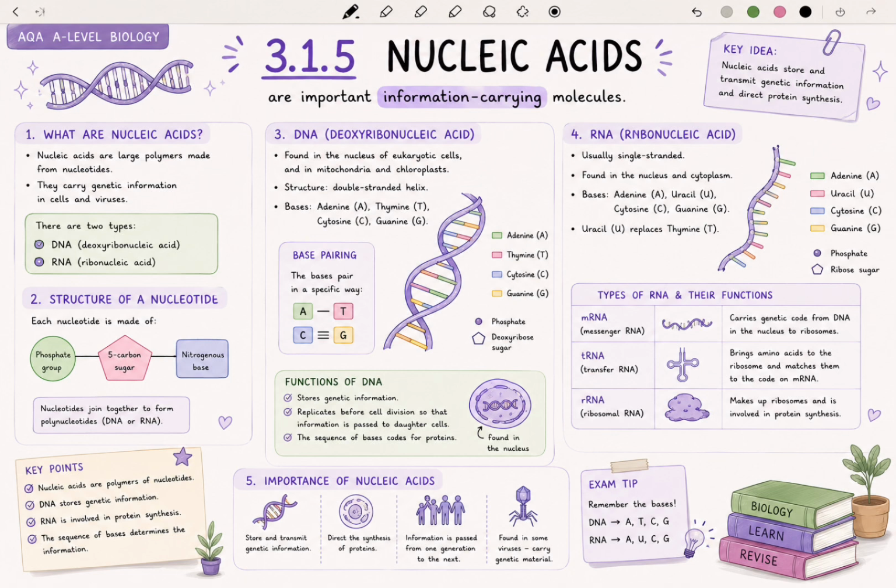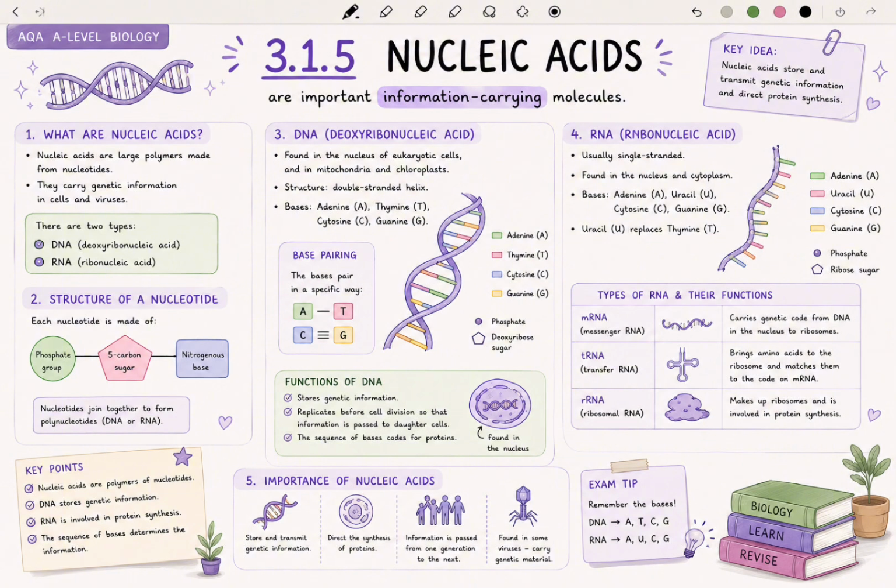Each nucleotide consists of 3 components: a phosphate group, a pentose sugar, and a nitrogen-containing organic base. These nucleotides join together through condensation reactions to form long polynucleotide chains. Now, DNA is typically found in the nucleus of eukaryotic cells, although it is also present within mitochondria and chloroplasts. Structurally, DNA forms a double-stranded helix with 2 antiparallel polynucleotide chains held together by hydrogen bonding between complementary bases. The 4 bases found in DNA are adenine, thymine, cytosine, and guanine.